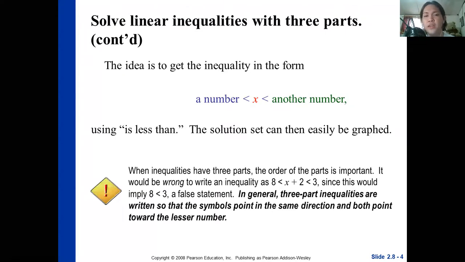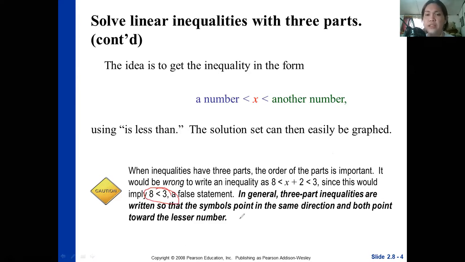When inequalities have three parts, remember, the order of the parts is important. It would be wrong to write an inequality as 8 less than x plus 2 less than 3, since this would imply 8 less than 3, a false statement.